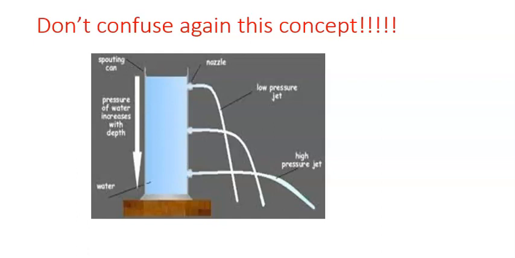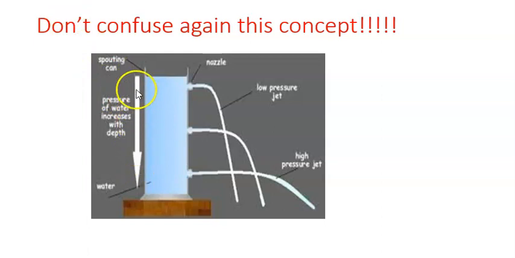Now let us see the concept of pressure in liquid. Pressure in liquid depends on two factors, mainly the depth or height of the liquid, and the second one is density. Today let us see the concept of depth, how depth affects the pressure in liquids or fluids. By fluids we mean liquid and gas, but today we just look at pressure in liquid. So pressure in liquid depends on depth.